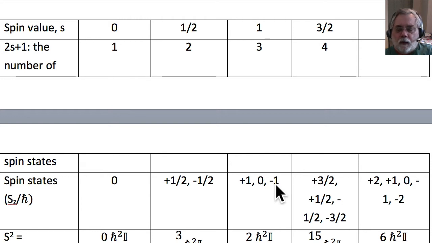This is for a particle that has mass. The photon is spin 1, but it has no mass, so it can have the spin states plus 1 and minus 1, but cannot have the spin state 0. A spin 3/2 particle can have spin states whose component spin angular momentum is plus 3/2, plus 1/2, minus 1/2, minus 3/2, and a spin 2 particle could have spin states of plus 2, plus 1, 0, minus 1, and minus 2.